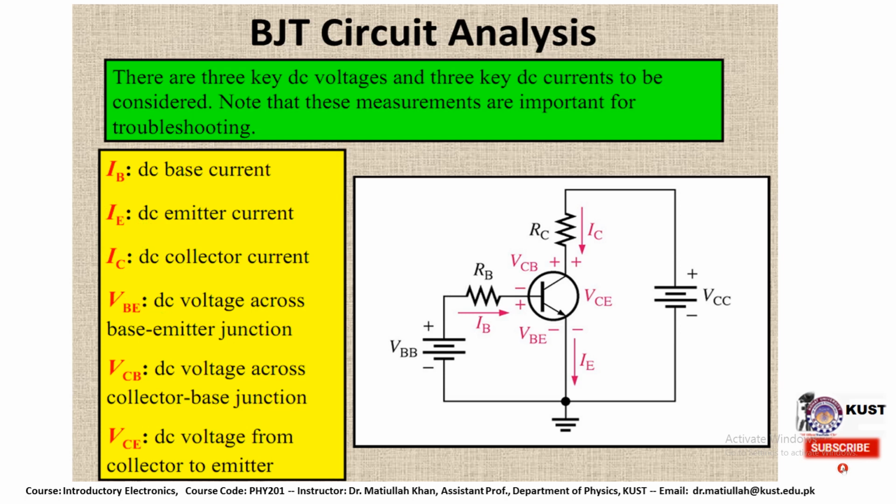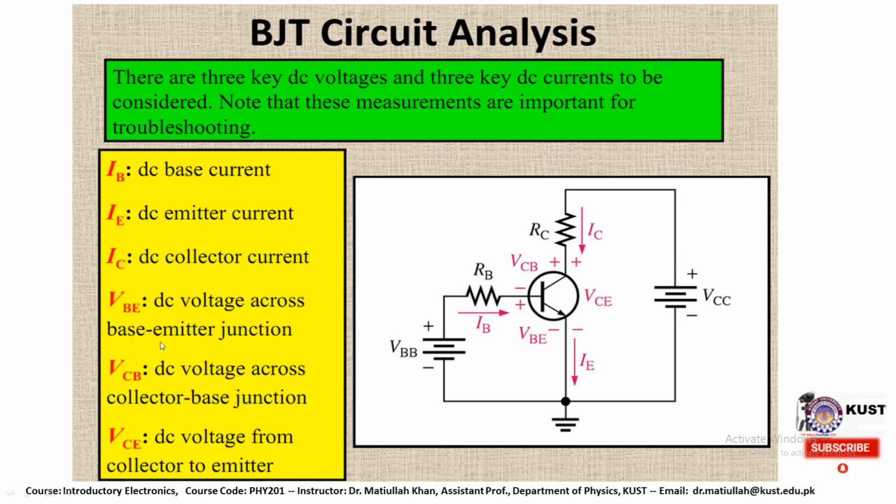The three different currents are: first of all, the base current, that is represented by IB, and this is called the DC base current. IE represents the DC emitter current, and the DC collector current is represented by IC. Here if you look at these figures, this is IC, the collector current, this is IE, the emitter current, and this is IB, the base current.